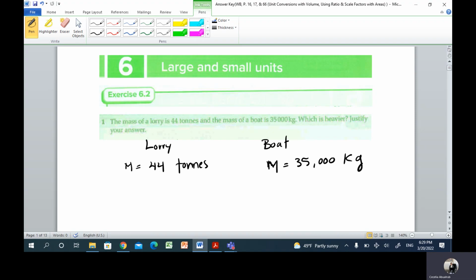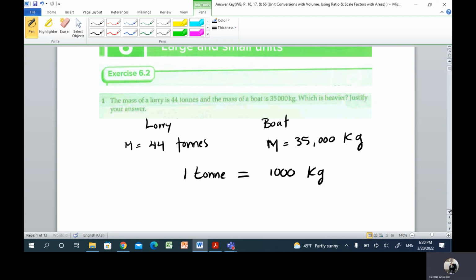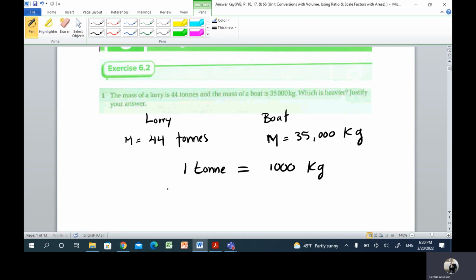In order to compare between them, we need to make sure that the measurement units are the exact same for both objects. Accordingly, there is a fact that states that every 1 ton is equal to 1,000 kilogram. Accordingly, 44 tons. So we place tons under tons. So this will be my unknown.